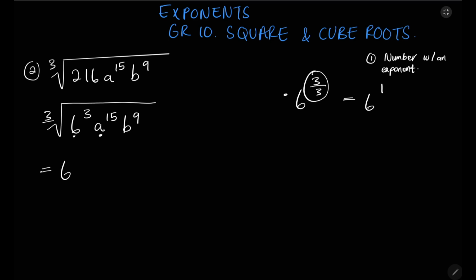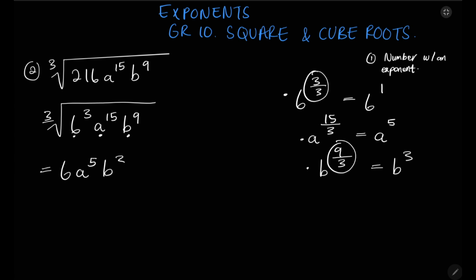Now let's move to our first variable. We have a to the power 15. This will be a to the power 15, which is your inner. What is your outer? 3. What is 15 divided by 3? 5. So you write your a to the power 5 there. Now let's move to our last variable. You have b to the power 9. So what is your inner? 9 over, what is your outer? 3. This will be b to the power, what is 9 over 3? 3. So your final answer is 6a to the power 5, b to the power 3.